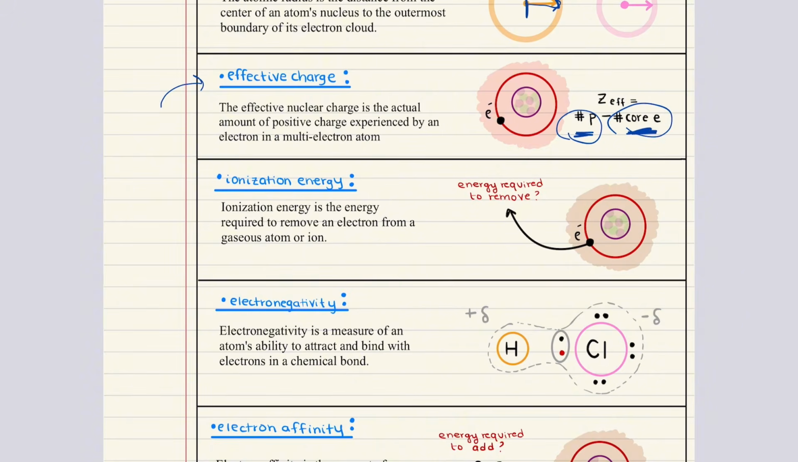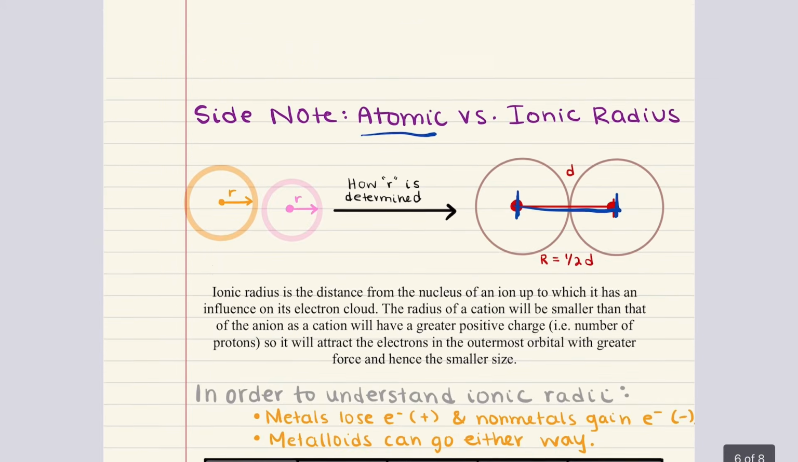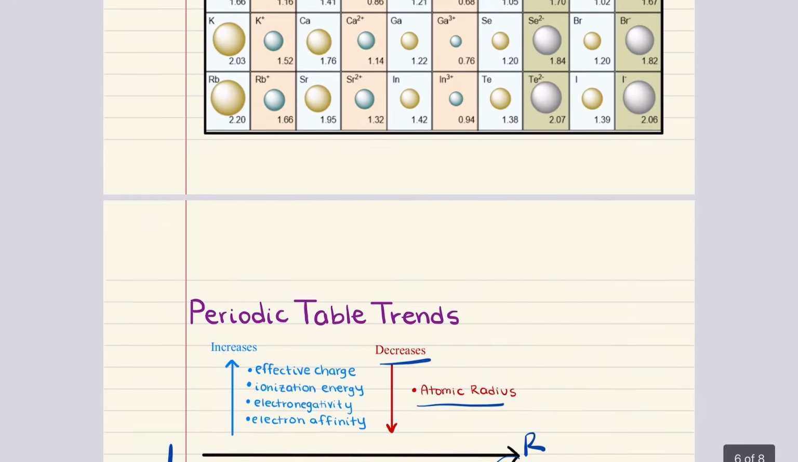Now with that refresher and definition for effective nuclear charge, let us go straight to our periodic table and discuss the trends in effective nuclear charge.